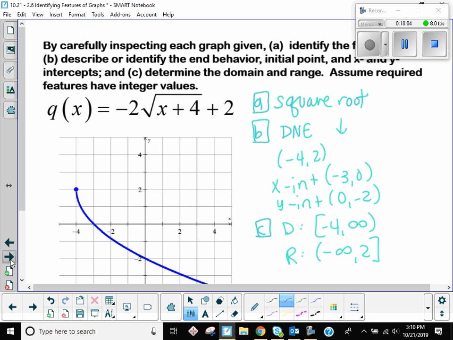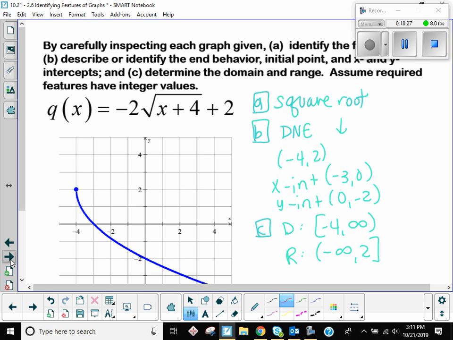All right, here is the next one with the square roots. You'll notice that there is no left end behavior. So for my notes, I put DNE for does not exist, or you could put the word none, or you could put NA for not applicable, whichever you like.